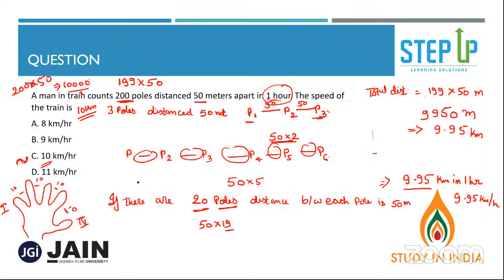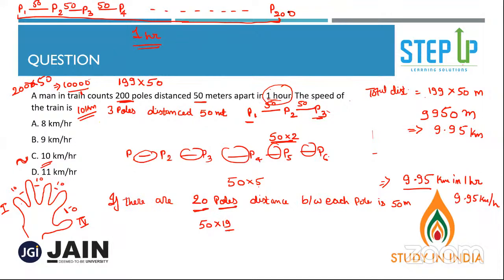Emmanuel, the thing is 50 meters apart. 1 hour per 50, I'm not understanding. 200 poles, distance 50 meters. Pole 1, pole 2, pole 3, pole 4, and so on up to pole 200. So this was 50, this was 50, this was 50. Pole 1 to pole 200, he crossed in 1 hour. Sorry, I'm writing on the blue part, but that's okay. As of now, manage it.